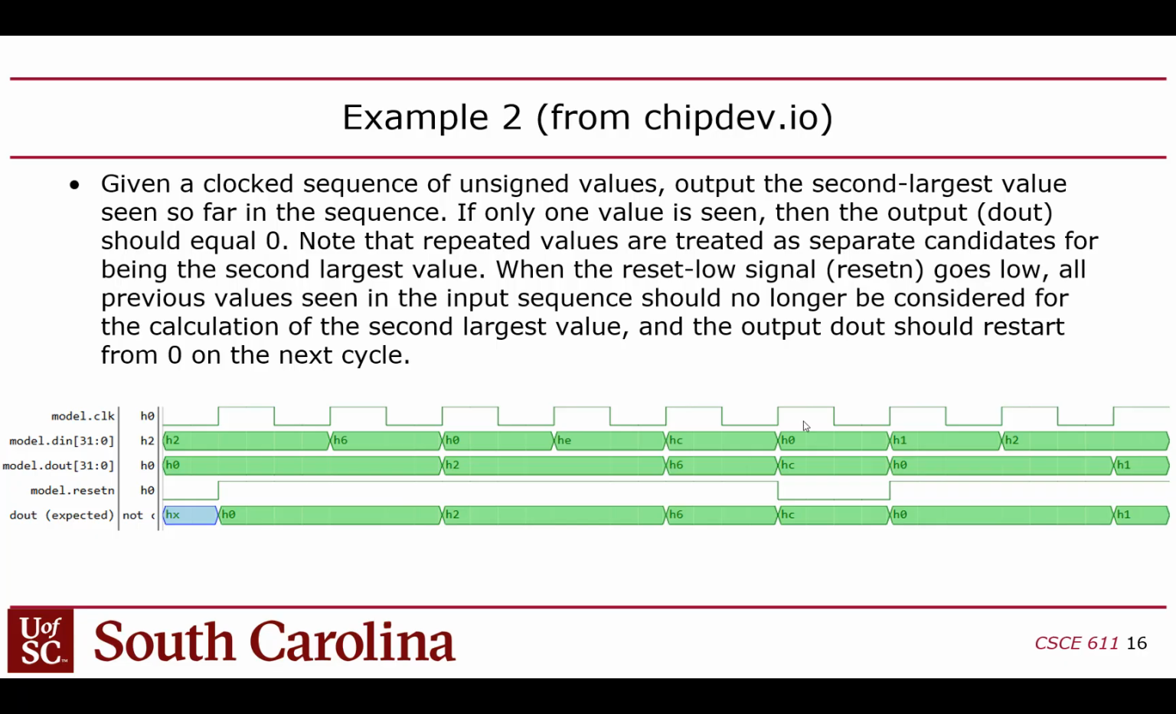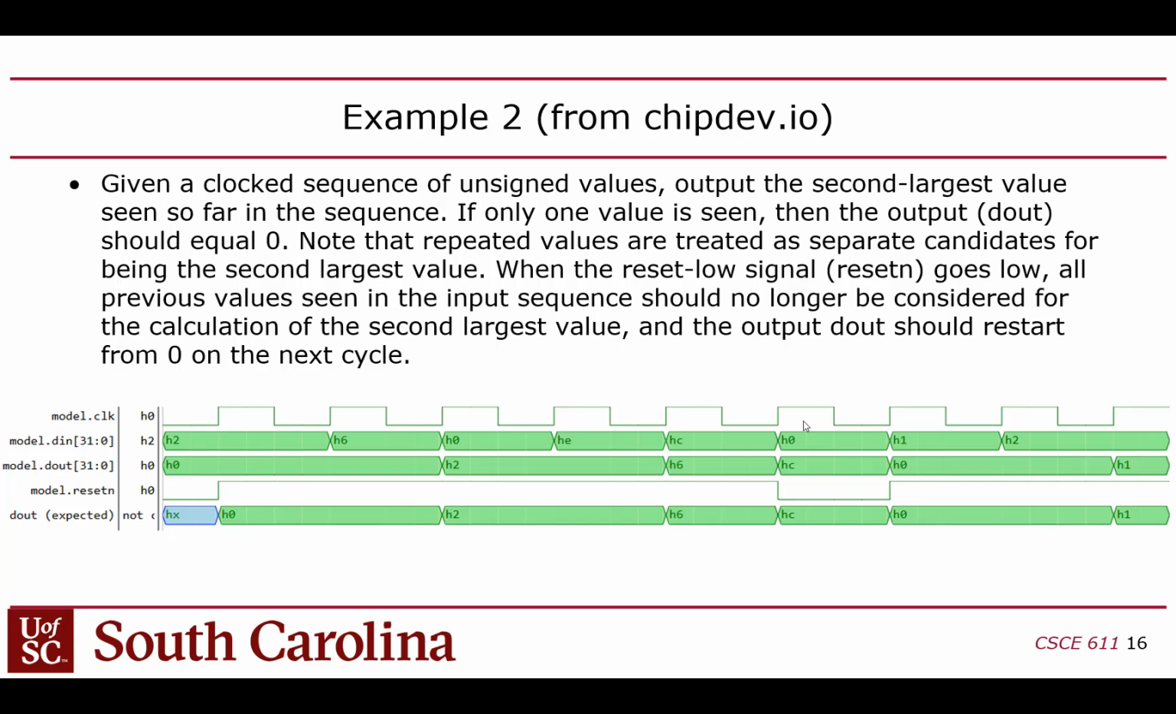Given a clocked sequence of unsigned values, output the second largest value seen so far in the sequence. If only one value is seen, then the output d out should equal 0. Note the repeated values are treated as separate candidates for being the second largest value. When the reset low signal reset n goes low, all previous values seen in the input stream should no longer be considered for the calculation of the second largest value, and the output d out should restart from 0 in the next cycle. So in this case, this is a 32-bit value coming in.